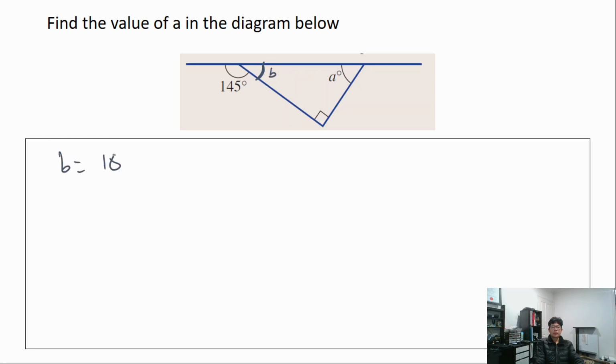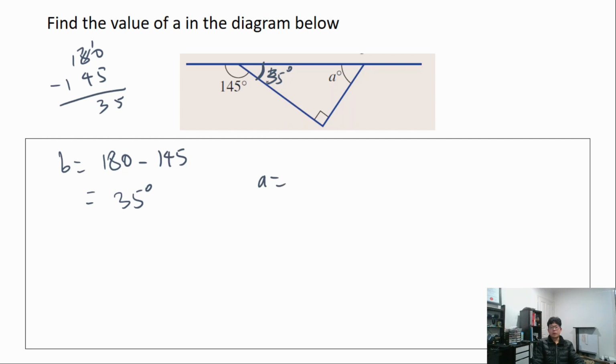B equals 180 minus 145. That equals, I'll just quickly do that up there, 180 minus 145. 10 minus 5 is 5, 7 minus 4 is 3. B is going to equal 35 degrees. So we know that's 35 degrees. And to find A, remember the total angle of a triangle is also 180 degrees, and we know that's 90, so we need to add those two together first. Equals 180 minus 90 plus 35. That gives you, I'll do 90 plus 35 first.